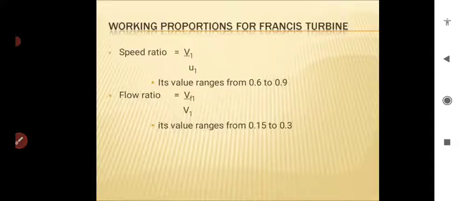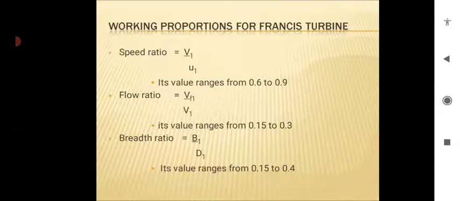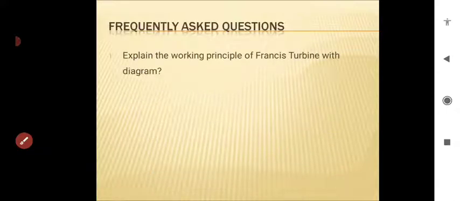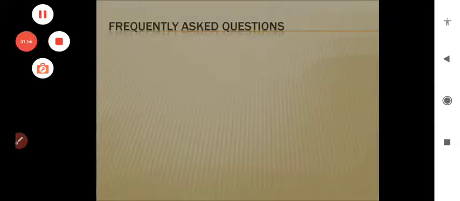These are the speed ratio and flow ratio. Here is one more, the breadth ratio. Breadth ratio is equal to B1 by D1, and it varies from 0.15 to 0.4. These are some important proportions for the Francis turbine. Now let us solve some simple problems on this Francis turbine. Let's note down the first problem.